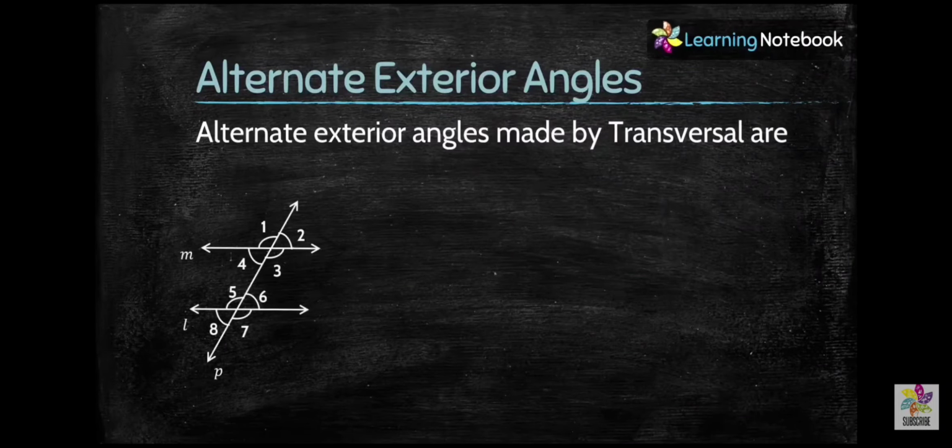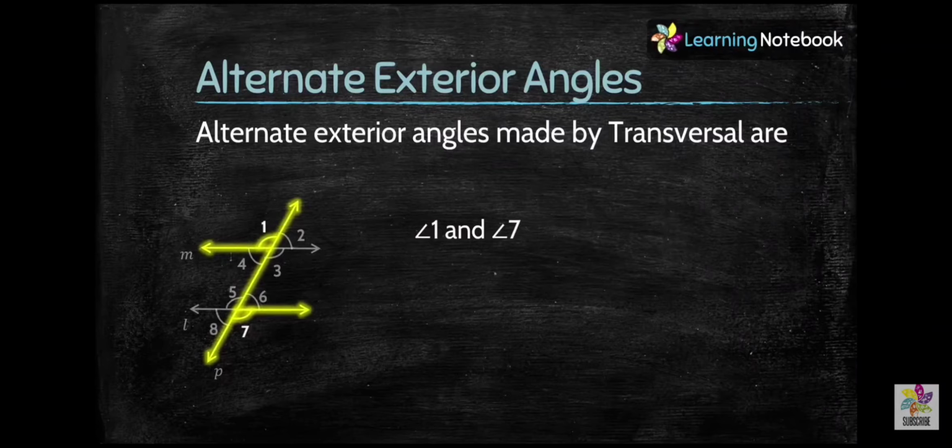Students, we learned that angle 1, angle 2, angle 7 and angle 8 are exterior angles. But angle 1 and angle 7 are alternate exterior angles. Similarly, angle 2 and angle 8 are alternate exterior angles made by the transversal.